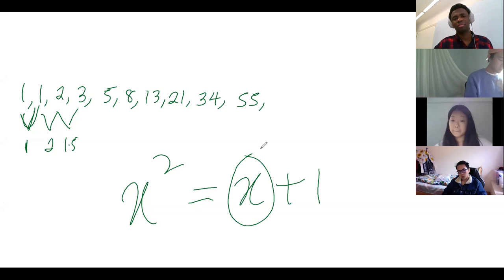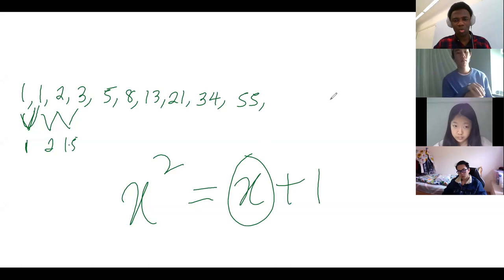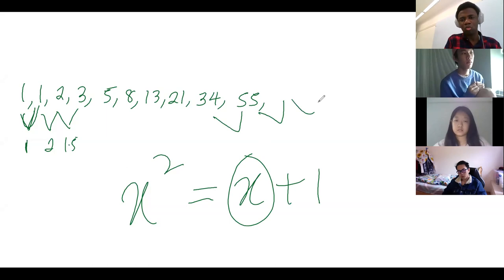So if you continue this Fibonacci sequence, at some point the ratio between consecutive terms will be approximately that golden ratio.